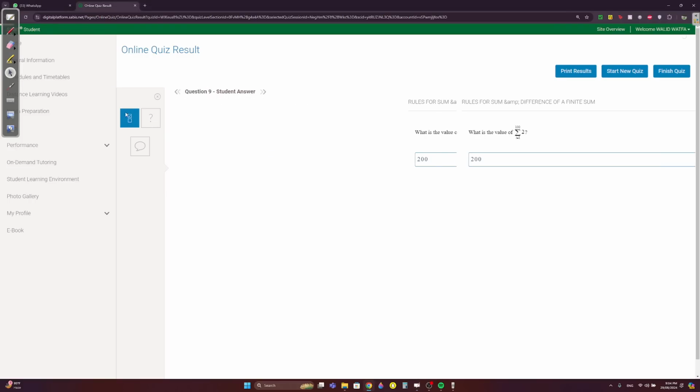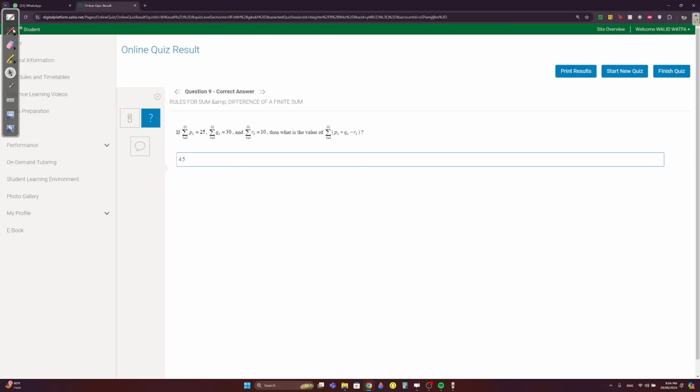Question 9. Here, very easy. We have sigma p is 25, sigma q is 30, sigma r is 10. What is sigma of p plus q minus r? We know the distributive property, so we can split this up into sigma p plus sigma q minus sigma r. And we know that sigma p is 25, sigma q is 30, and sigma r is 10. It doesn't get easier than this, and you get 45. Just solve this.